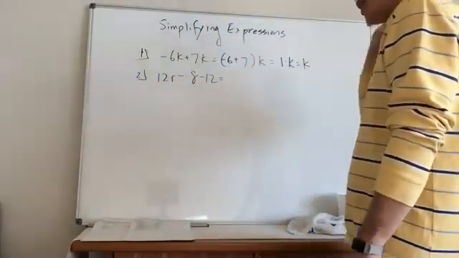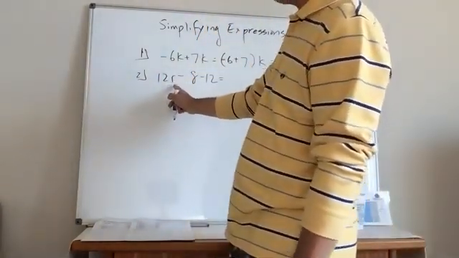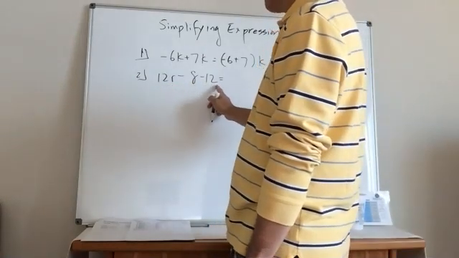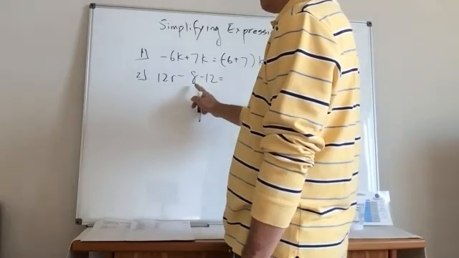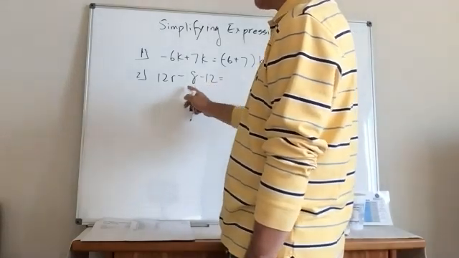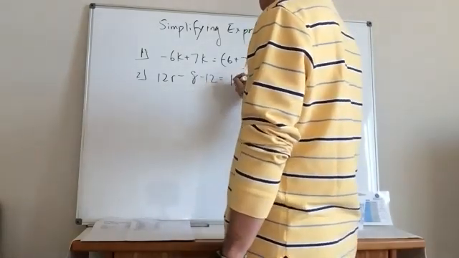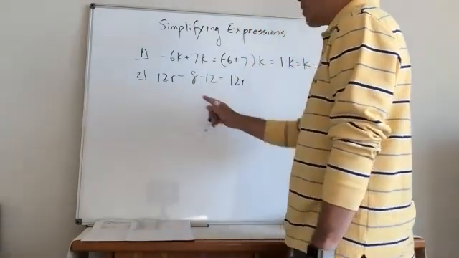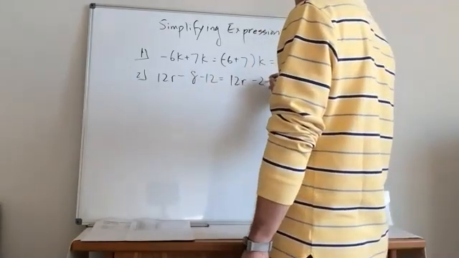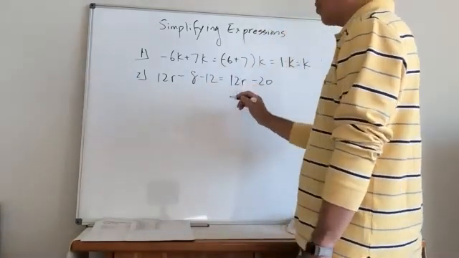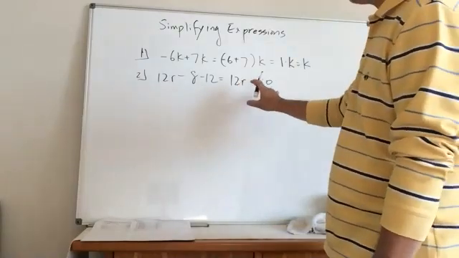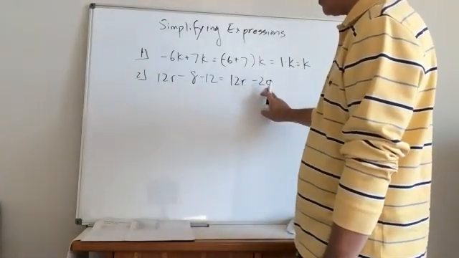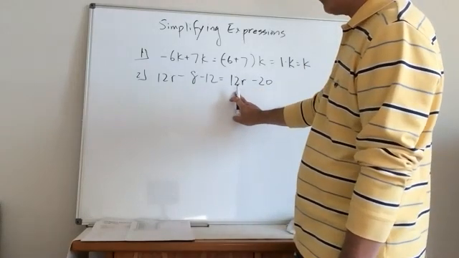Number 2 is a little bit different. In this one, this term contains r. There are no r's here, and there's no r here, right? These two are just numbers. They're just constants. So this is the same as 12r minus 8 minus 12. Minus 8 minus 12 is minus 20. So this is where most of you were doing something weird. 12r minus 20.